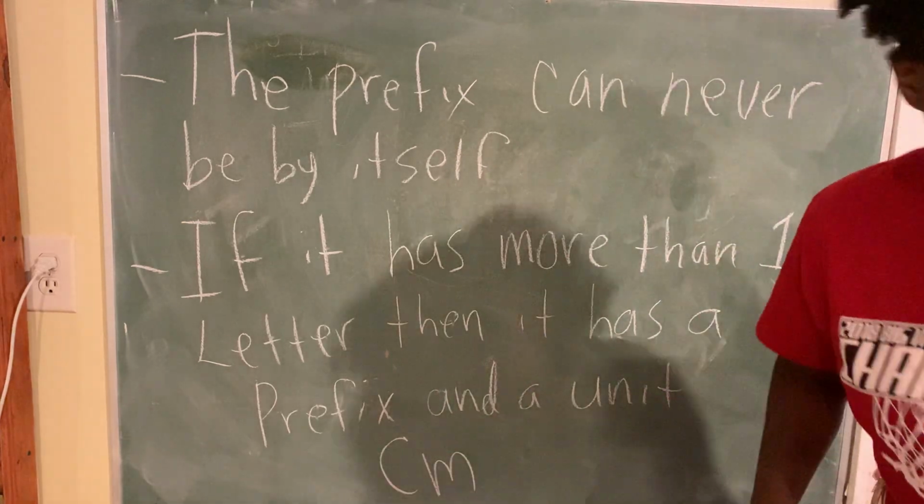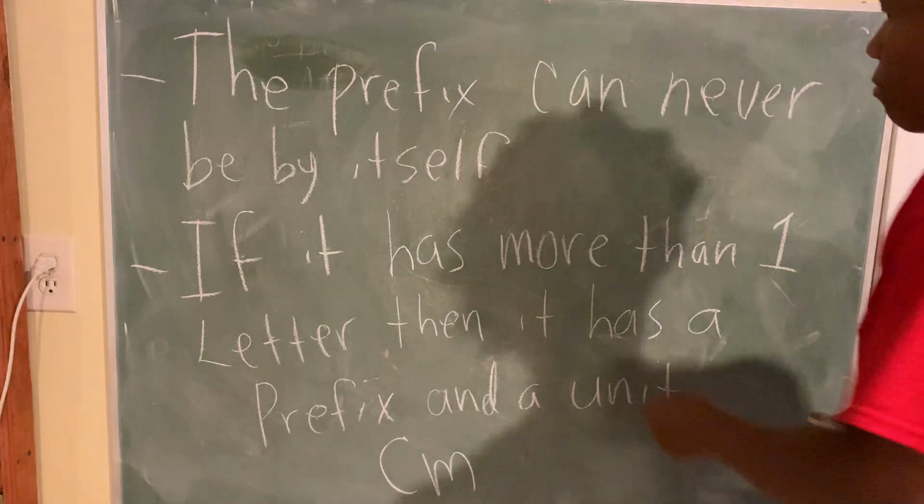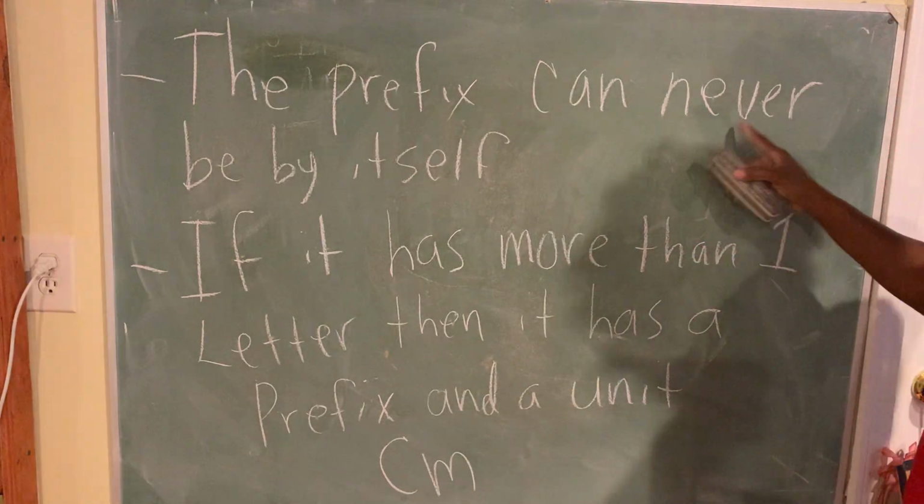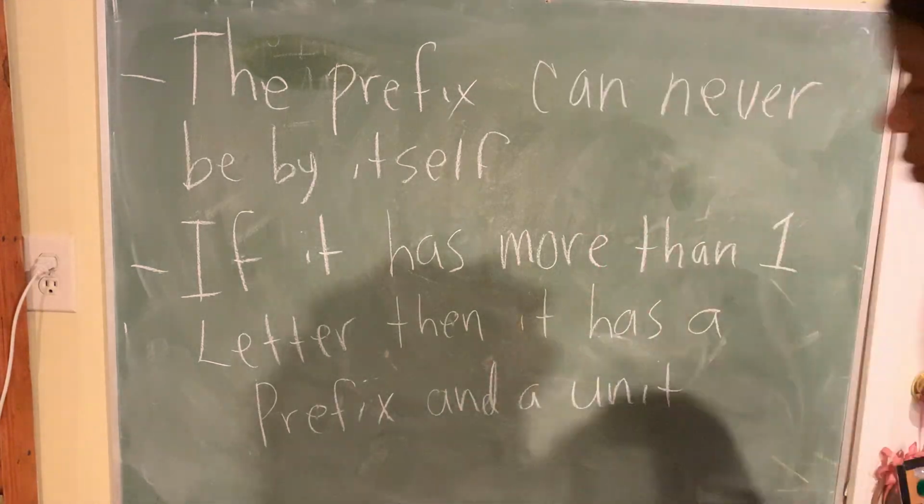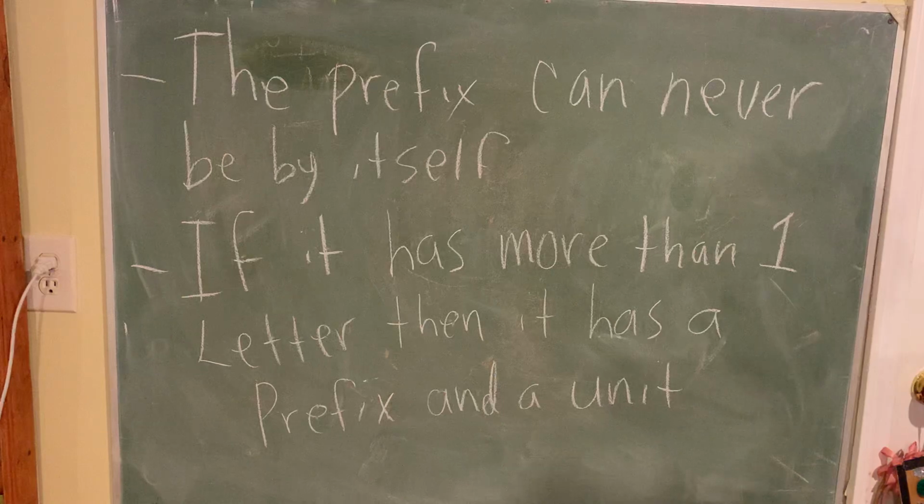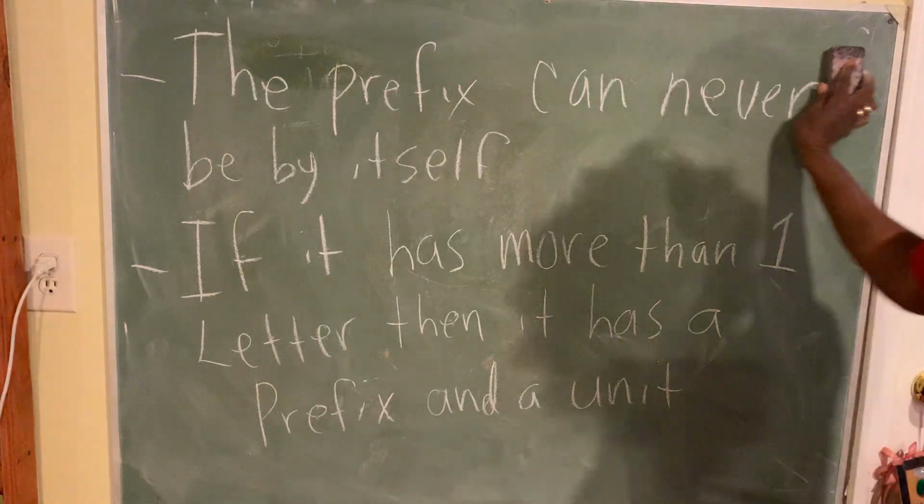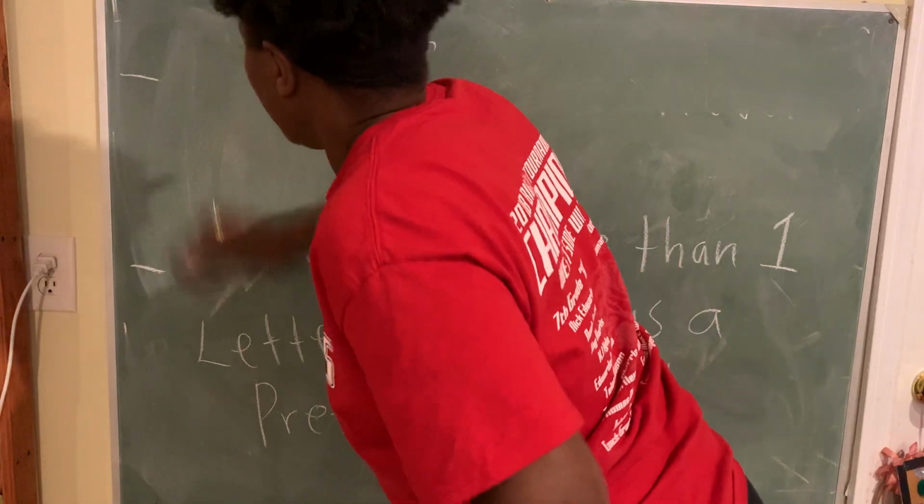That makes sense? So let's practice right now. I want you to get this down. Have you written this down yet? I need to take a second to let you write it down. I'm going too fast, I know. I'll slow down. Notes are important. If it has more than one letter, then it has a prefix and a unit. So that was my example there. I'm going to erase my example so you don't get confused.